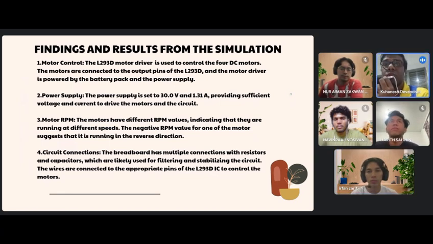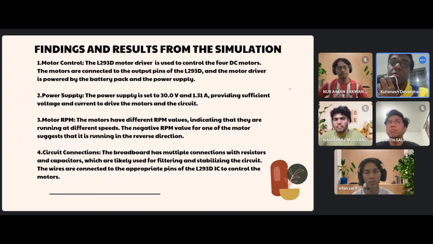Okay. As for the motors, we have obtained different RPM values, which indicates that they are running at different speeds. Okay, the negative RPM value on one of the motors suggests that it's running in the reverse direction.